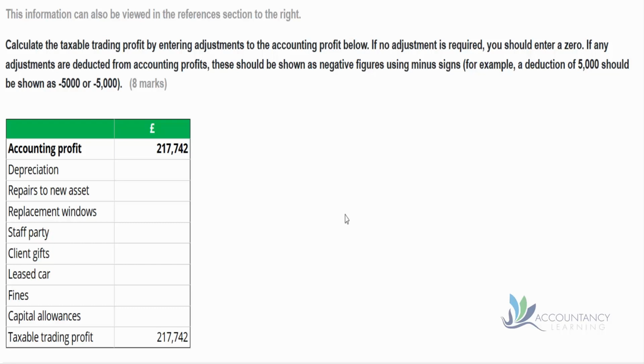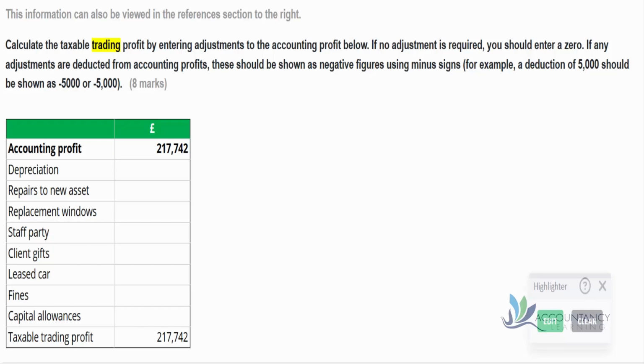So we need to calculate the taxable trading profit by entering adjustments to the accounting profit below. So notice it says trading profit because there could be other types of income included in the P&L that are not part of trading, and therefore we'll need to remove them. So the instructions also tell us if no adjustment is required, you should enter a 0.